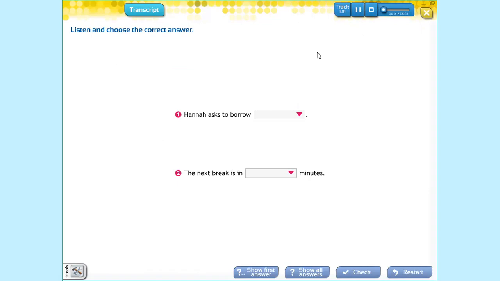Can I borrow your ruler, please? Sorry, I'm using it. It's okay. You can borrow mine. Here you are. Thanks. What time is recess? Recess? Sorry. I don't understand. It's free time between lessons. Oh, that's break. Okay. When's break? In 10 minutes.